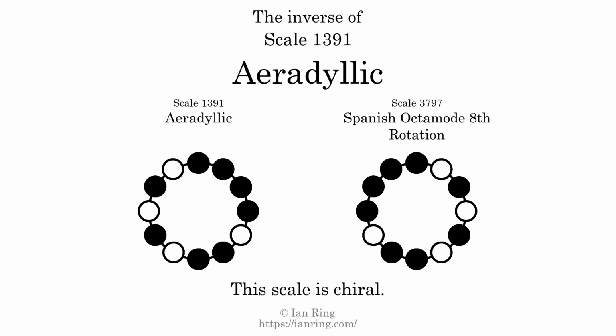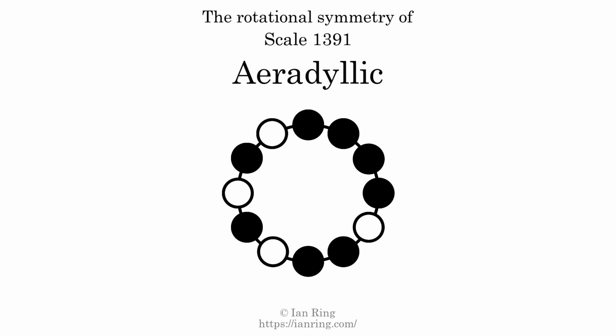The inverse of a scale is a mirror image. It is what you get when the sequence of intervals is reversed. The inverse of this scale is scale 3797, also known as Spanish octamode 8th rotation. This scale is chiral. It cannot transform into its inverse by rotational transformation. This scale has no rotational symmetry.